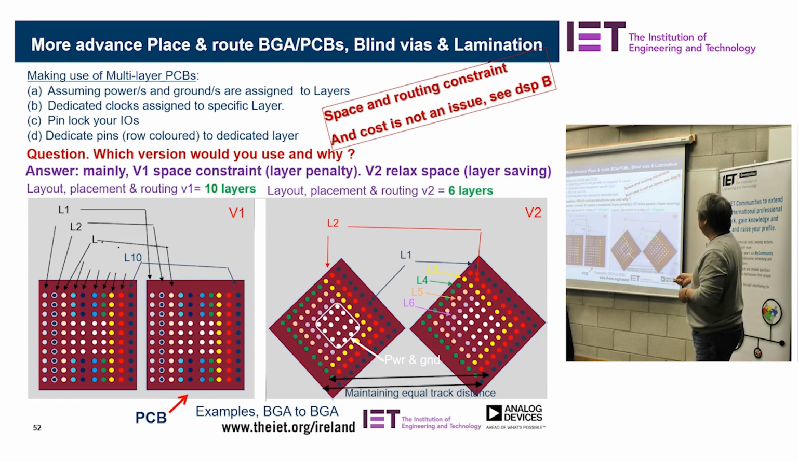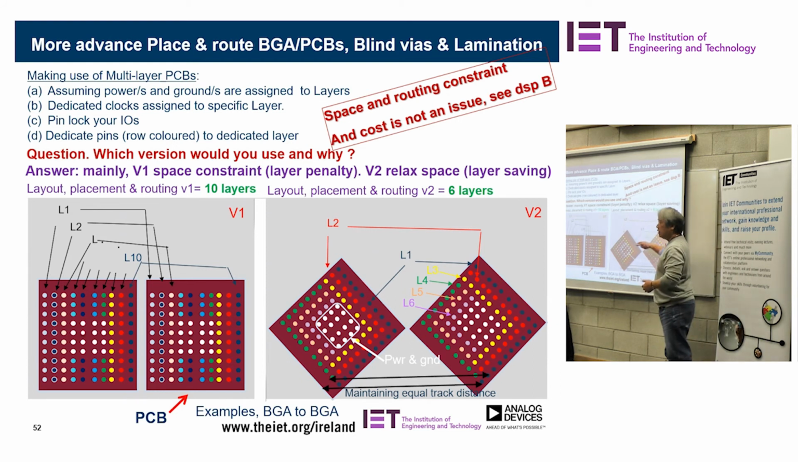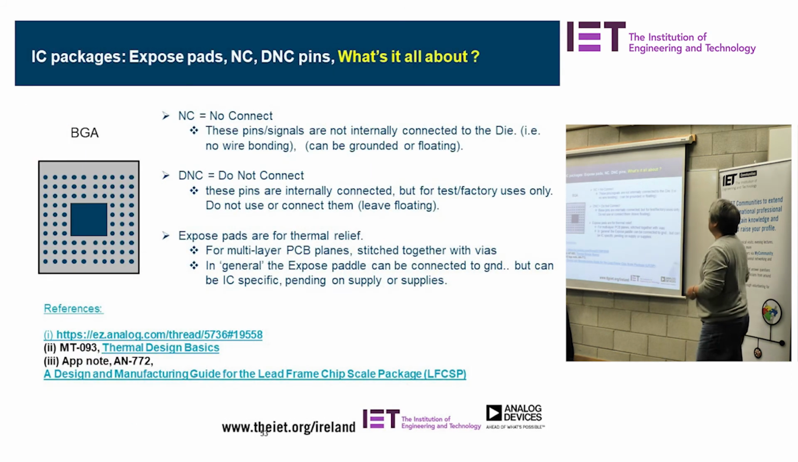So if you have version 1, you have a layer penalty. Here you use layer saving, so you trade off space for layers. Here you see it occupies a bit more space, tighter space there, but needs more layers. Another thing that a lot of people are not aware of is what they mean by no connect.